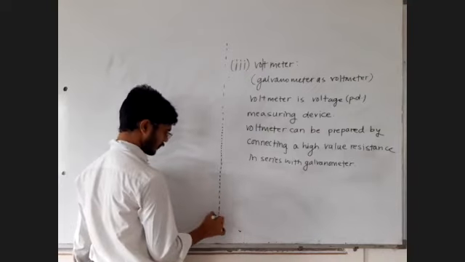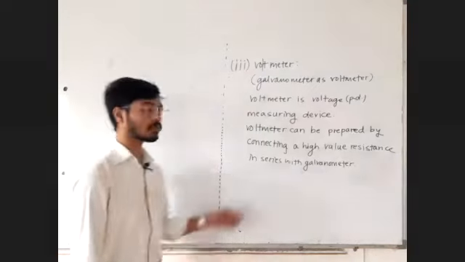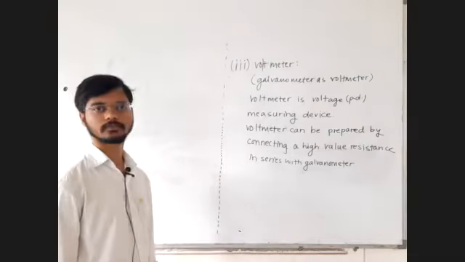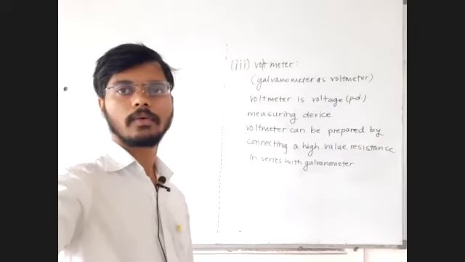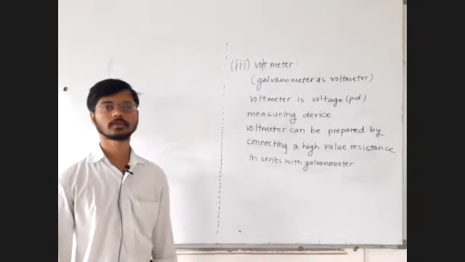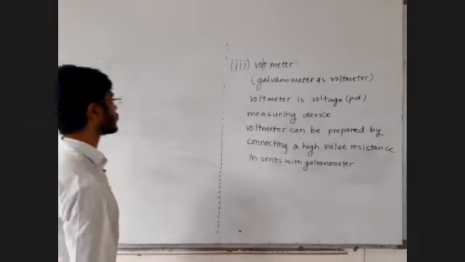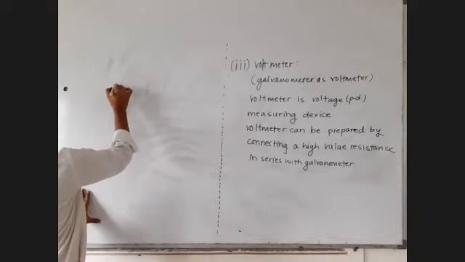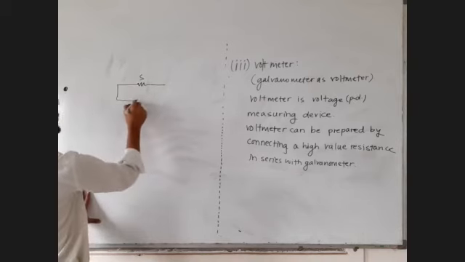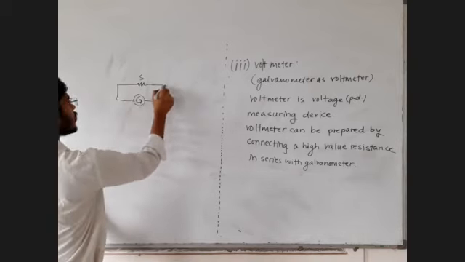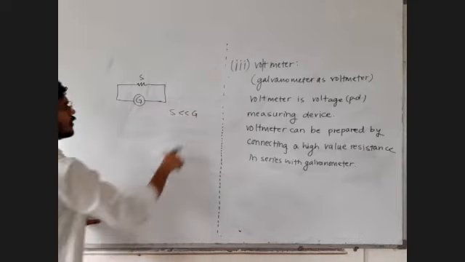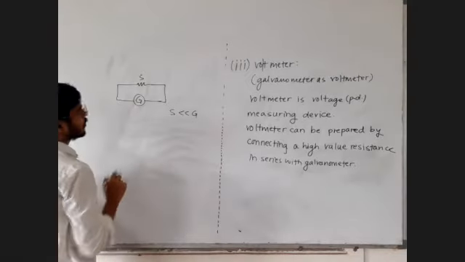In case of ammeter, we connected the shunt, and the shunt value should be very less than the value of galvanometer. Fine. In case of ammeter, don't write anything. You connect the shunt resistance in parallel with the galvanometer, and the value of shunt is comparatively small with respect to value of galvanometer. Why?